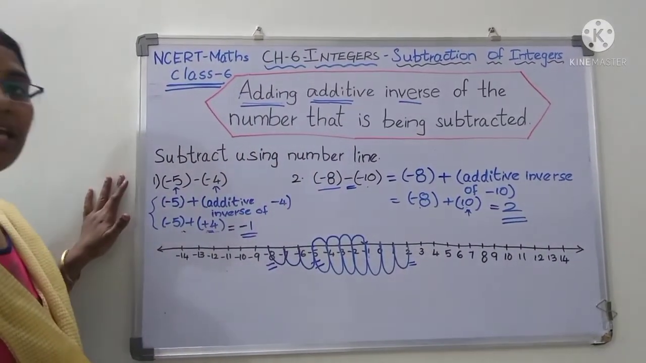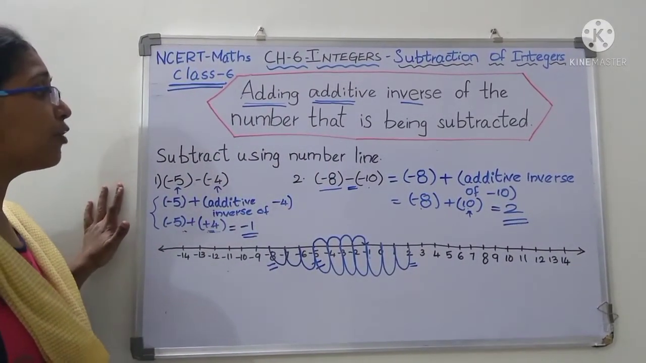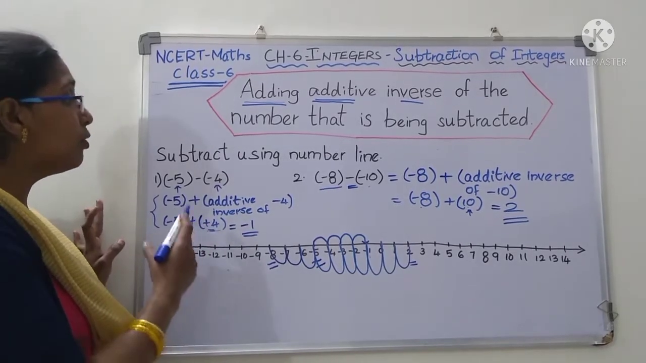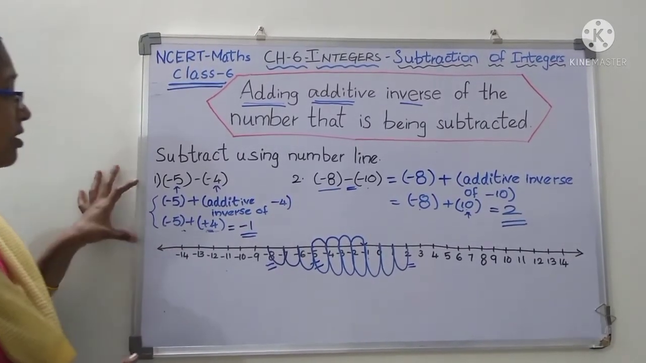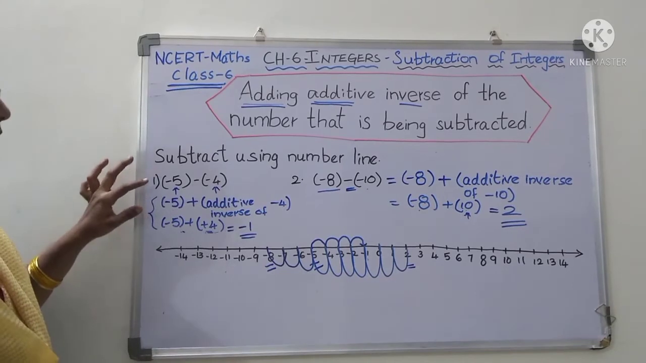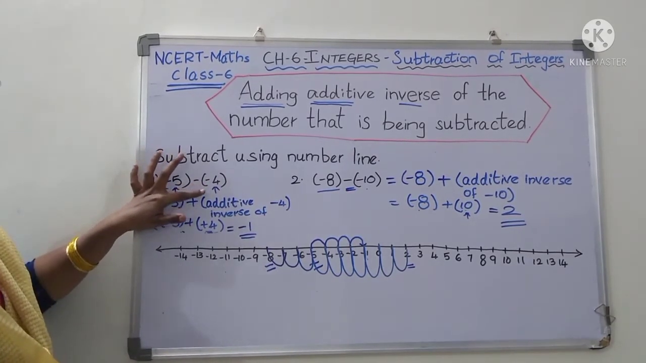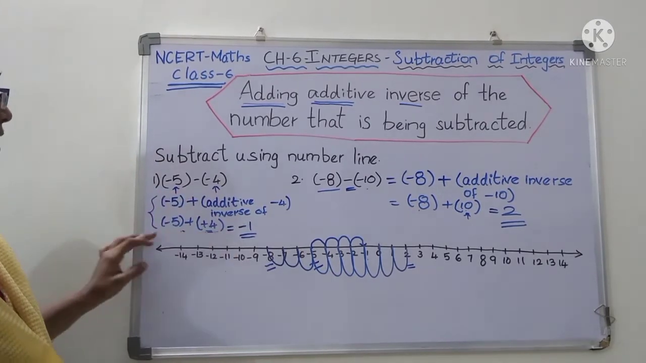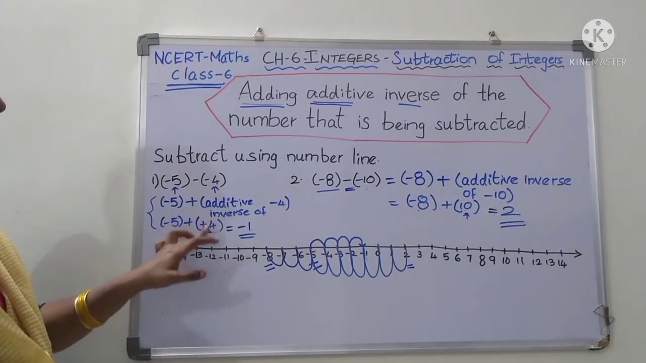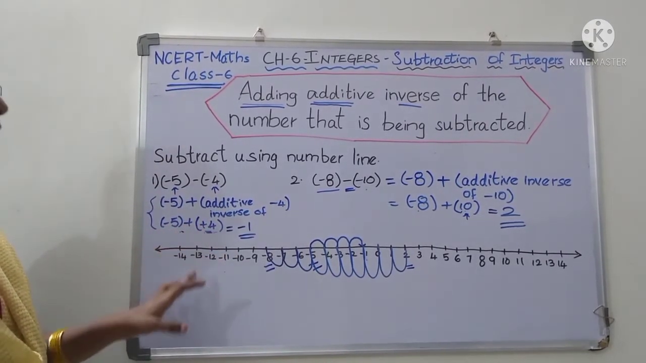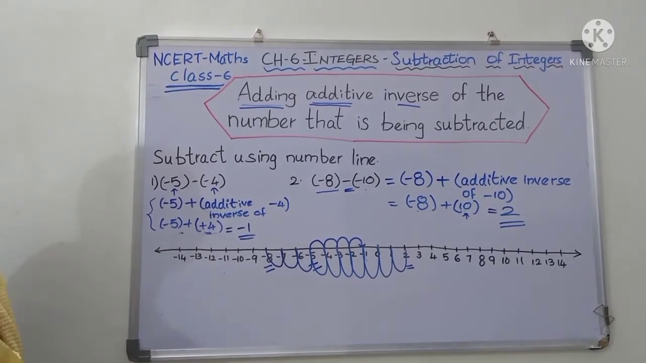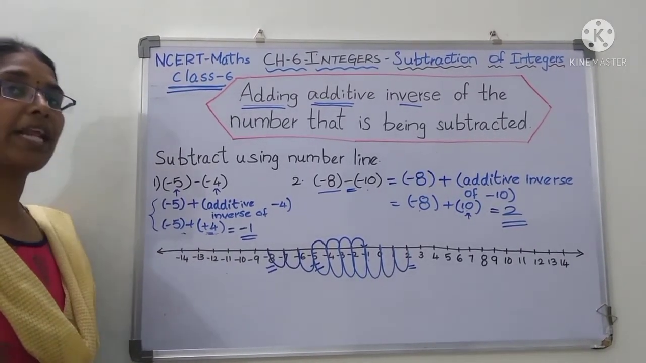So this is the way you should do it when you are using a number line to do subtraction. First, you write the first number as it is. Then subtraction will be changed to addition. Then write the additive inverse of the second number. Then it will become minus 5 plus plus 4. Now use a number line to solve the addition from here. This is the way you should do subtraction, children.